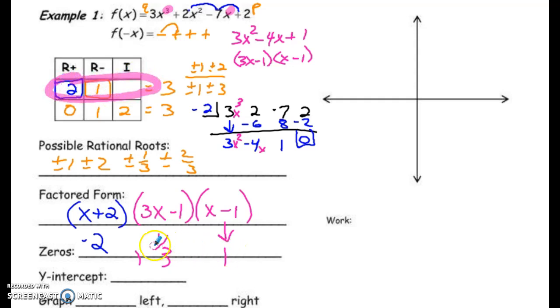Here's my 2 positives and my 1 negative. So let's put that on our graph. There's a 1. Here's a 1/3 about right there. And then we also had our negative 2. Great. So it is an odd power that's positive. That means we're going to be down on the left, up on the right. So let's see. Down on the left, up on the right.